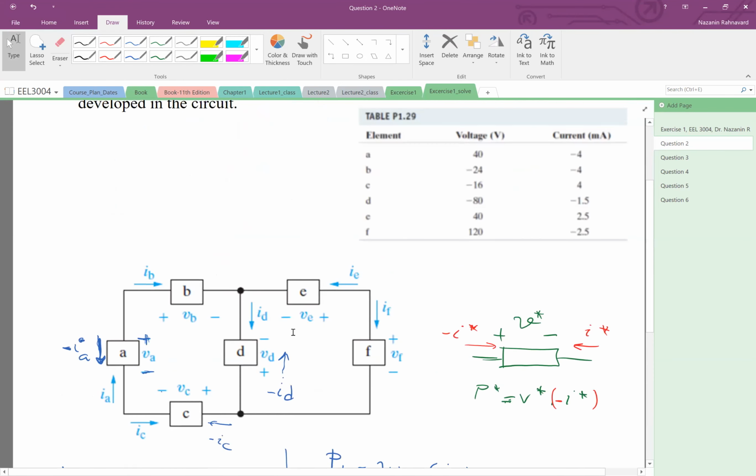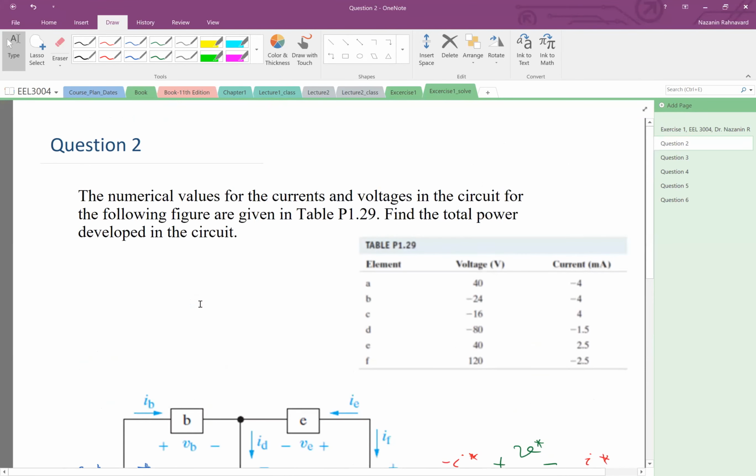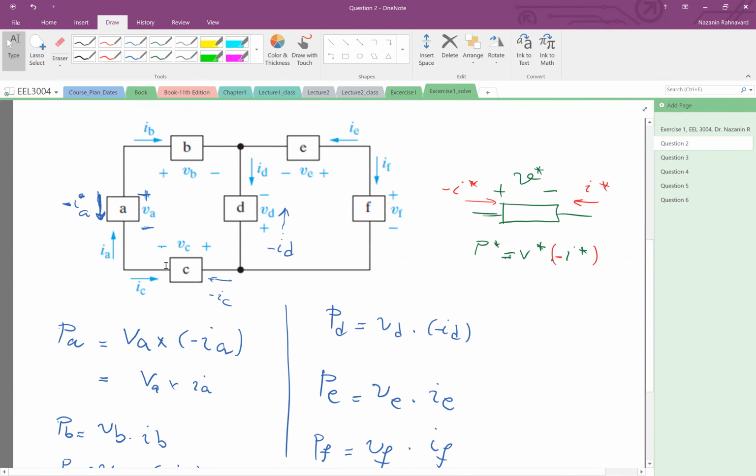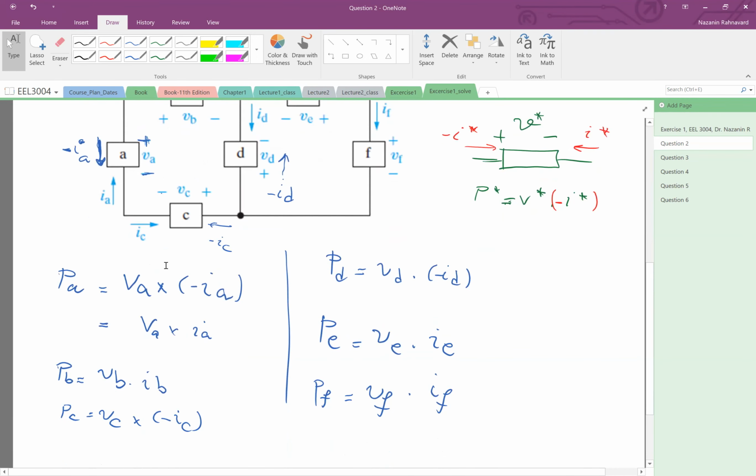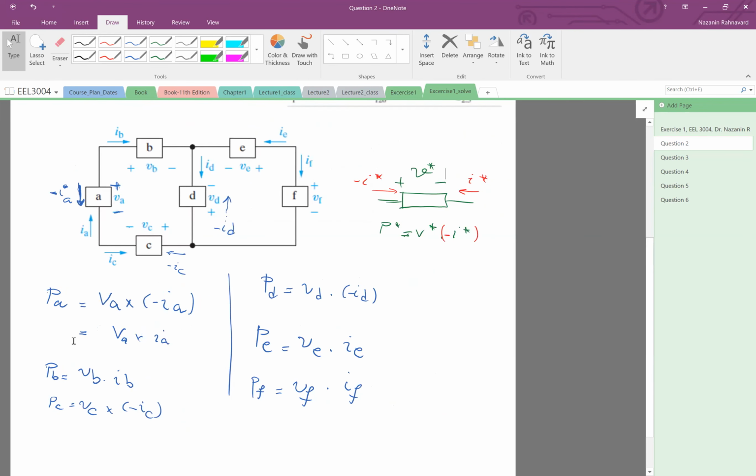And then you can just put the values from the table and you can find the power and just do the rest. I just let you guys do that yourself. For me, the most important part was to tell you how you can basically write the power formula based on having the V and I, and then take care of the sign of this.